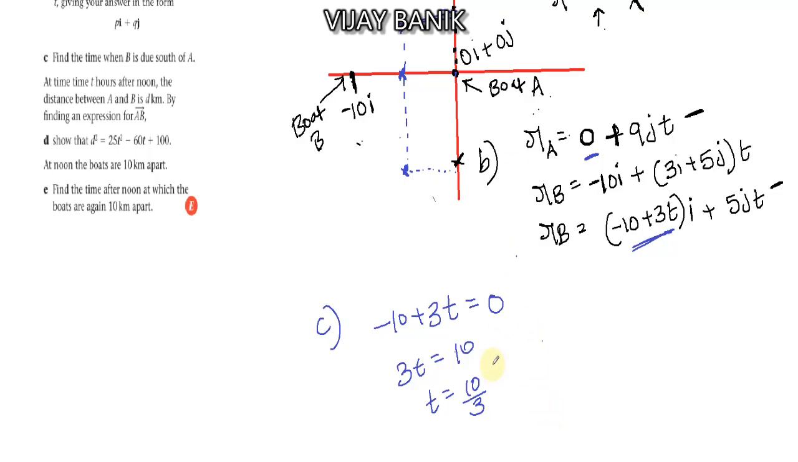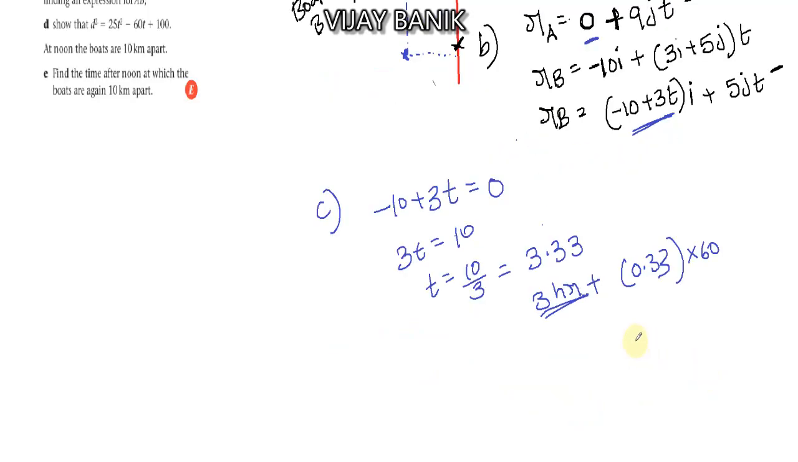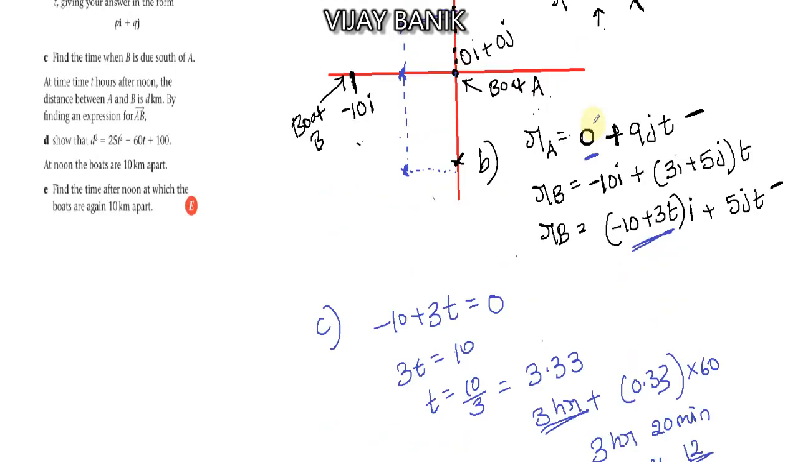Now we have to convert this to hours. How much is 10 by 3? 10 by 3 is around 3.33 hours. So 3 hours plus 0.33 into 60. I'm converting these decimals, which are in hours, to minutes. So 3 hours is 3 hours, 0.33 into 60 is around 20. So 3 hours 20 minutes after noon, after 12 o'clock, B will be south of A. I hope you guys understood this. That's around 15:20 if I'm not wrong.